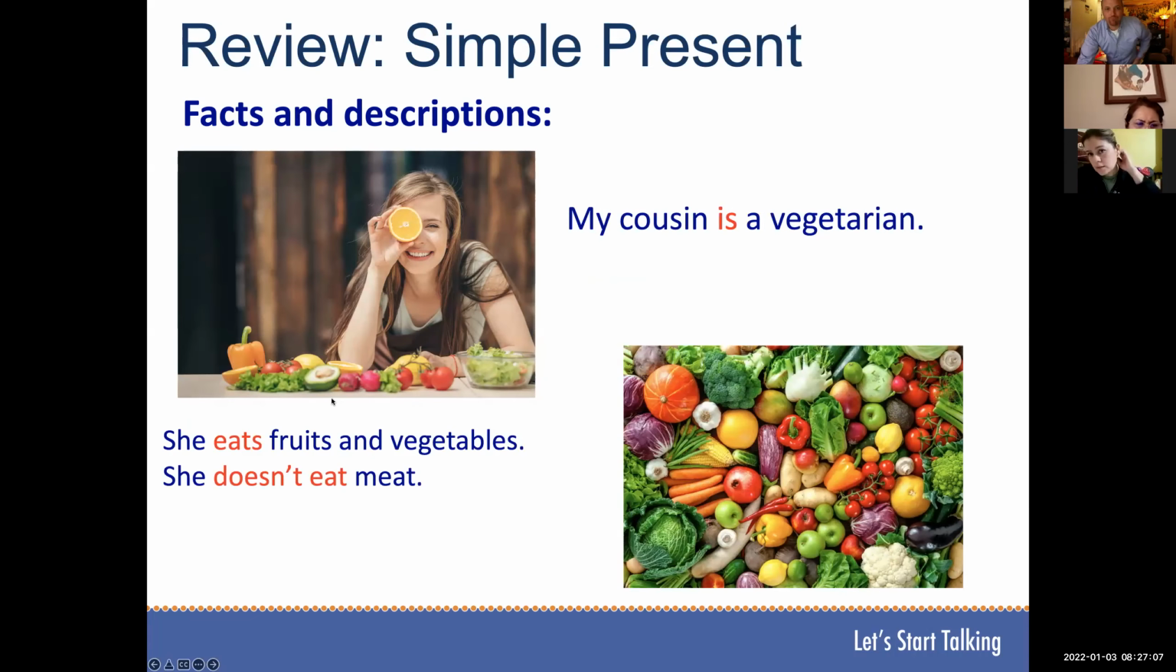Okay. So now we have some more facts and descriptions, right? Caro, can you read these examples? My cousin is a vegetarian. She eats fruit and vegetables. She doesn't eat meat. All right.